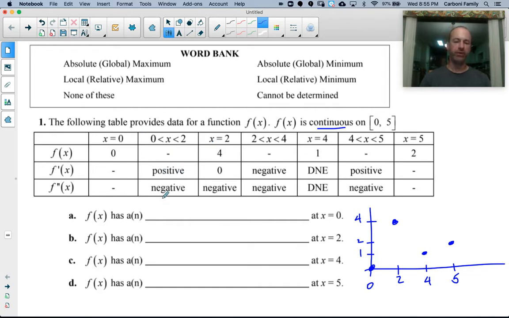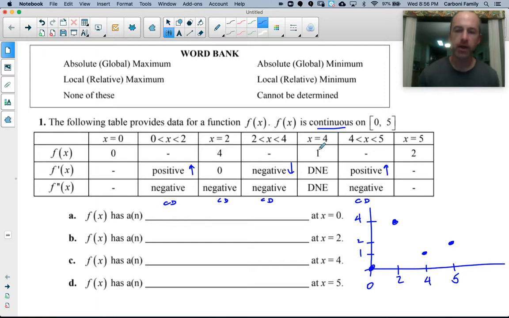Now the derivative and the second derivative will tell me increasing, decreasing, and concavity. So from 0 to 2, we are increasing because the derivative is positive. Then we decrease, and then we increase. My second derivative being negative means concavity. So we're concave down, concave down, concave down, and concave down some more. Wow, this thing's always concave down.